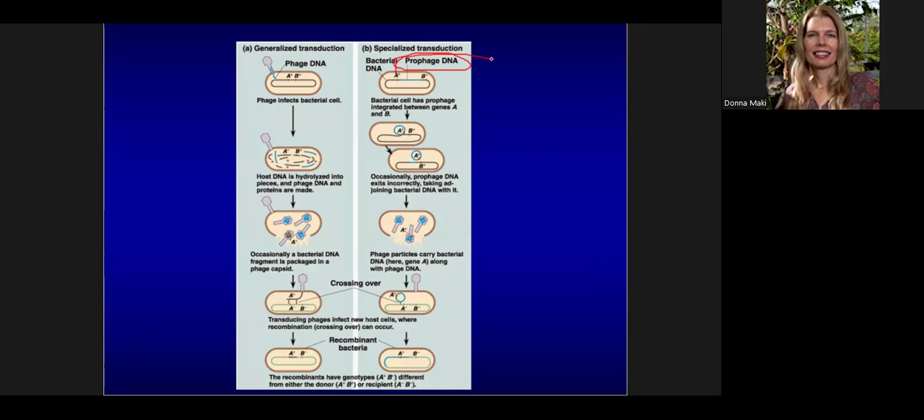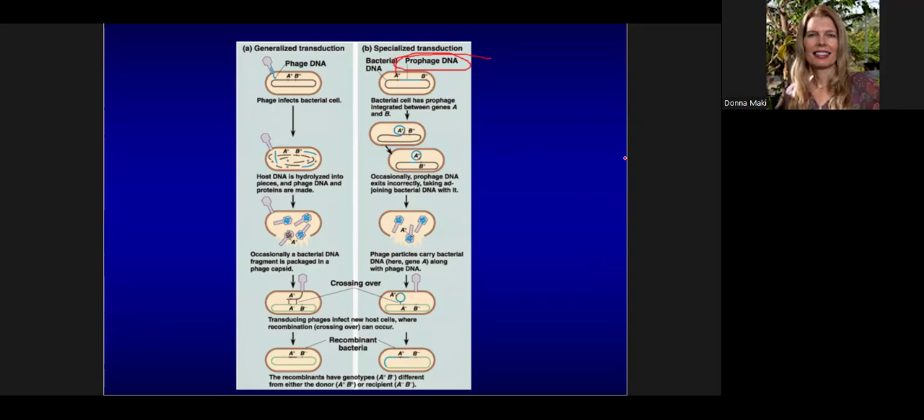Okay, so this is the most complicated, primarily because there's another player in this game. It's the virus that is kind of playing the middle role of transferring the host DNA from one bacteria to the next.